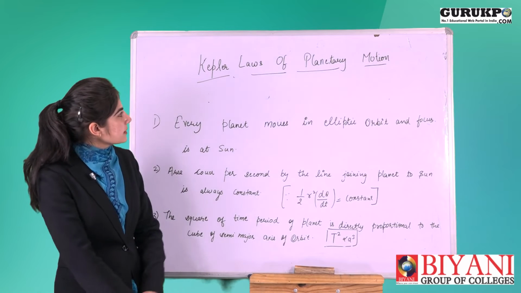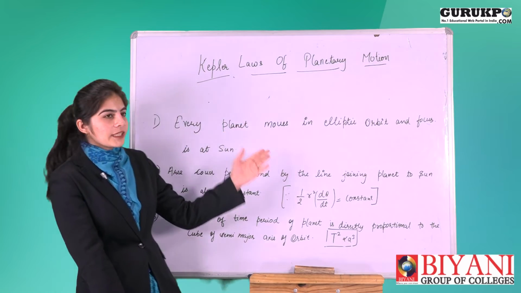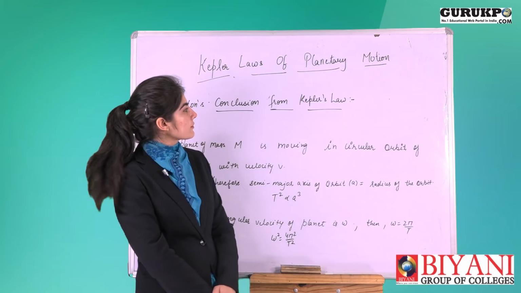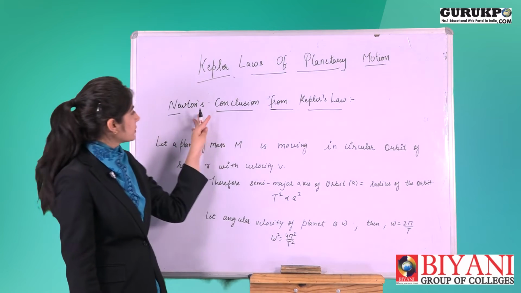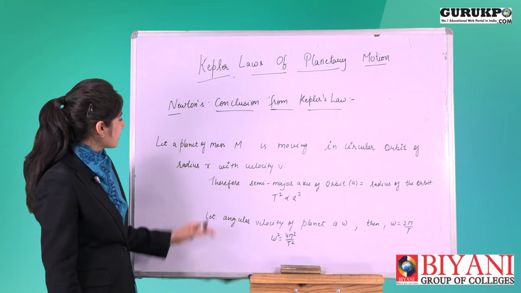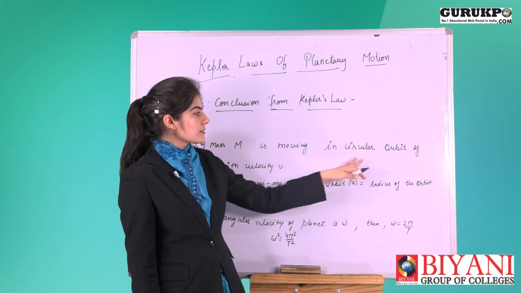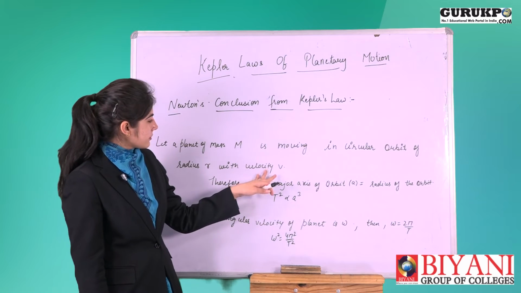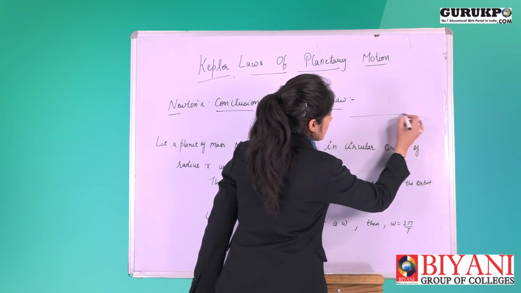After studying these laws, Newton drew conclusions about planetary motion, so we'll study that also on the basis of Kepler's law. Mainly from Kepler's third law, Newton gave his conclusion. For that, he assumed a planet of mass m is moving in a circular orbit of radius r and with velocity v.